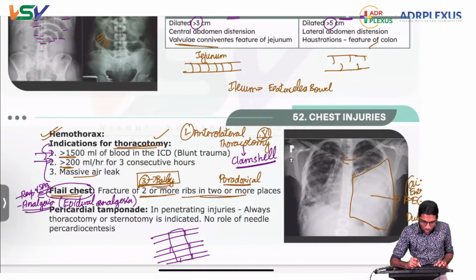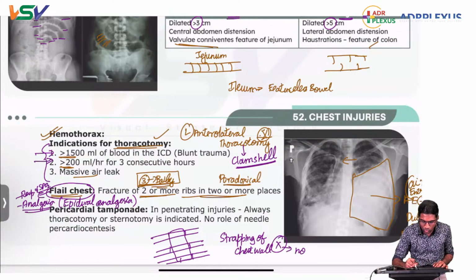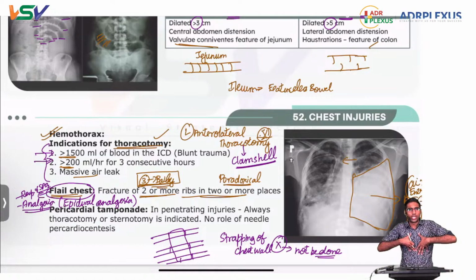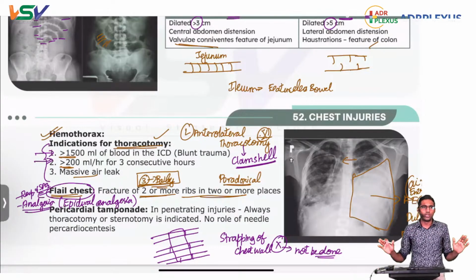And they will also give you an option as strapping of the chest wall. That should not be done. Strapping of the chest wall should not be done, because when you tighten the chest wall, respiration again gets compromised, so SpO2 again falls. So just adequate rest and pain relief is more than enough.